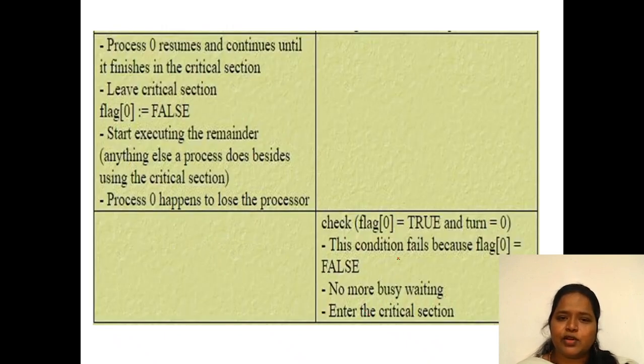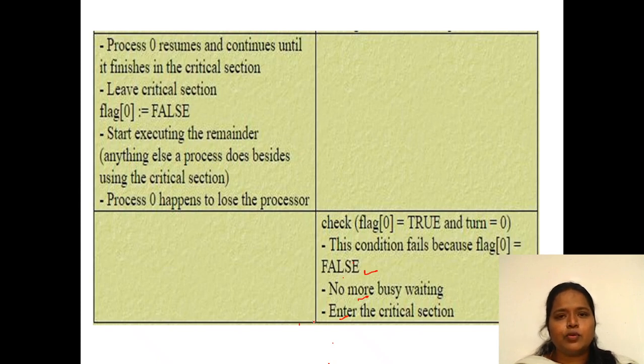Next, process 0 resumes and continues until it finishes the critical section, leaves the critical section and starts executing the remainder section. Process 0 happens to lose the processor. Then P1 checks: flag 0 is true and turn is equal to 0. The condition is false, so no more busy waiting, and it enters the critical section. Like this we make only one process enter the critical section. So either P0 will enter or P1 will enter.